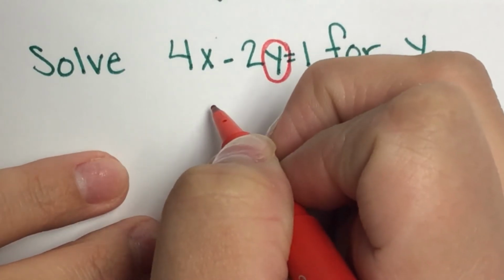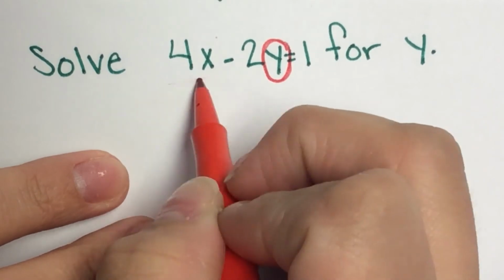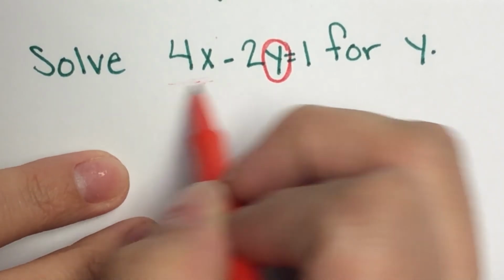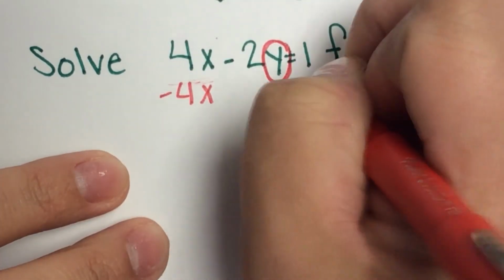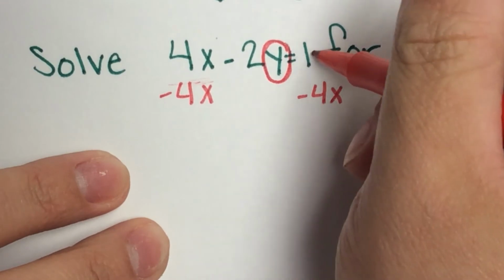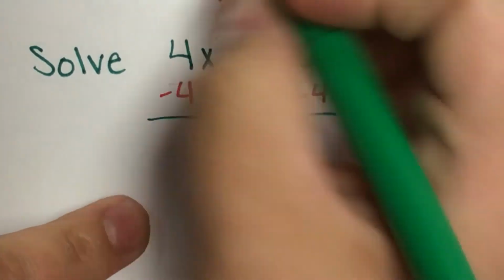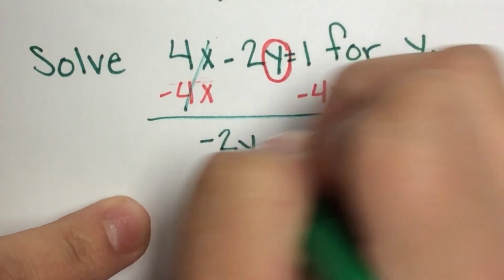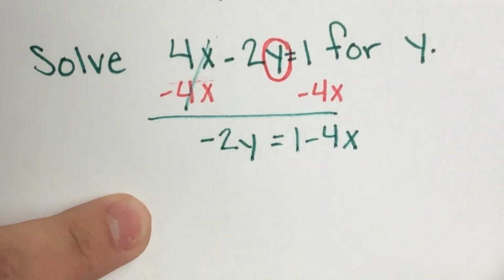So again, PEMDAS, I'm going to get rid of the stuff that's being added or subtracted first, which happens to be stuff with a variable on it. So I need to get rid of this whole term first. I'm going to subtract 4x from both sides. There's a little 1 over there. Don't lose him. I know my handwriting is bad. So this cancels. Don't lose your negative. 1 minus 4x.